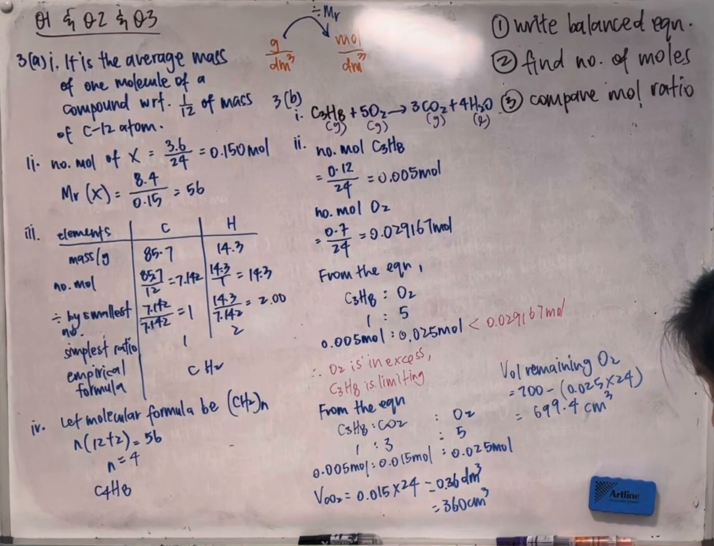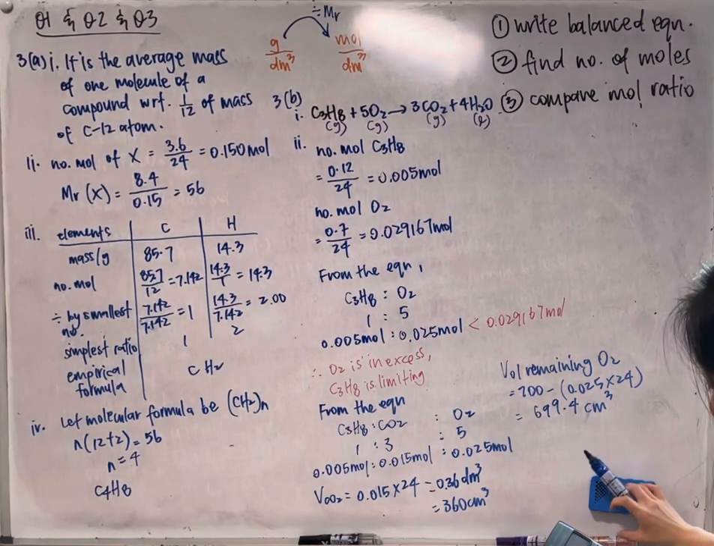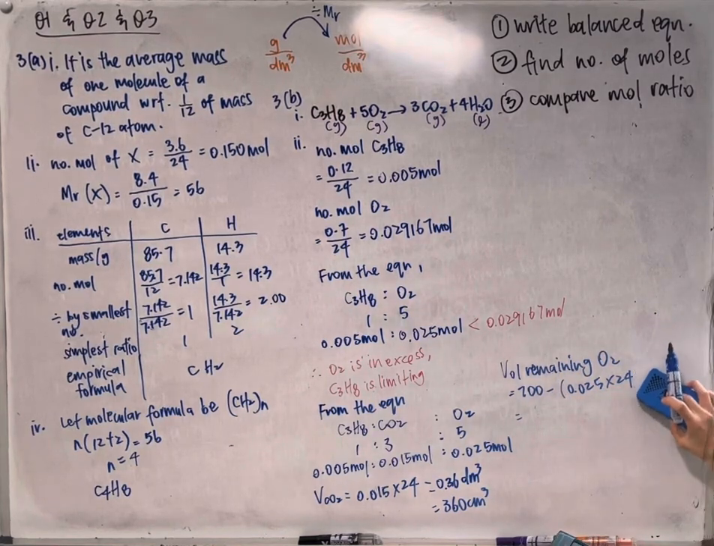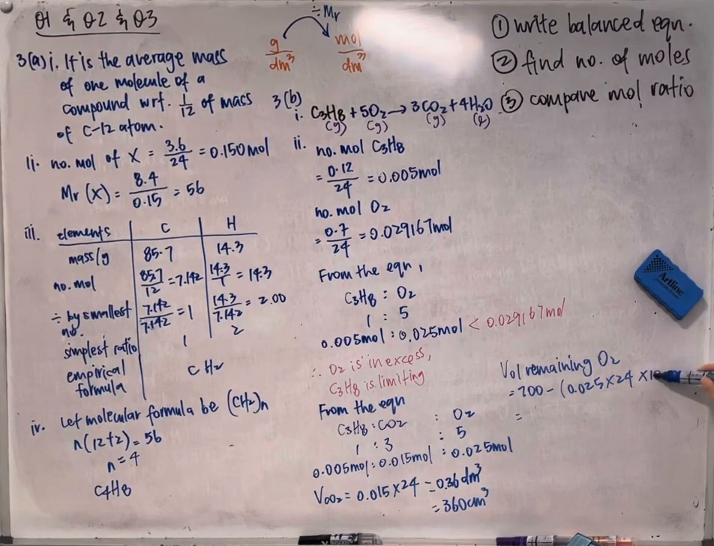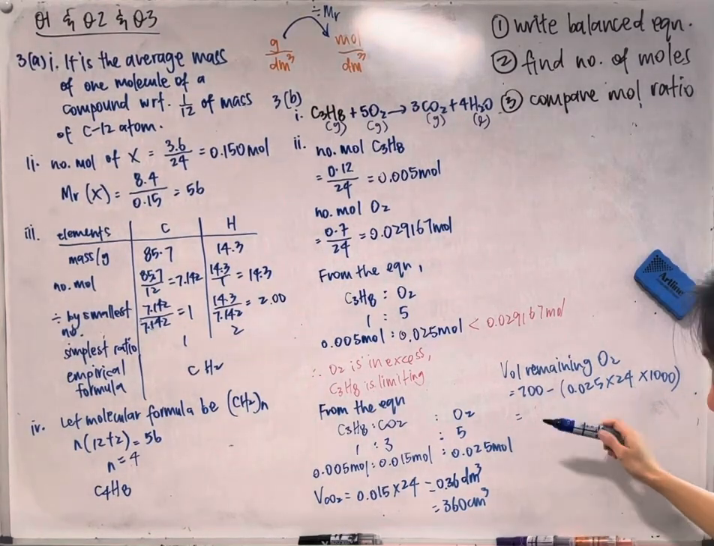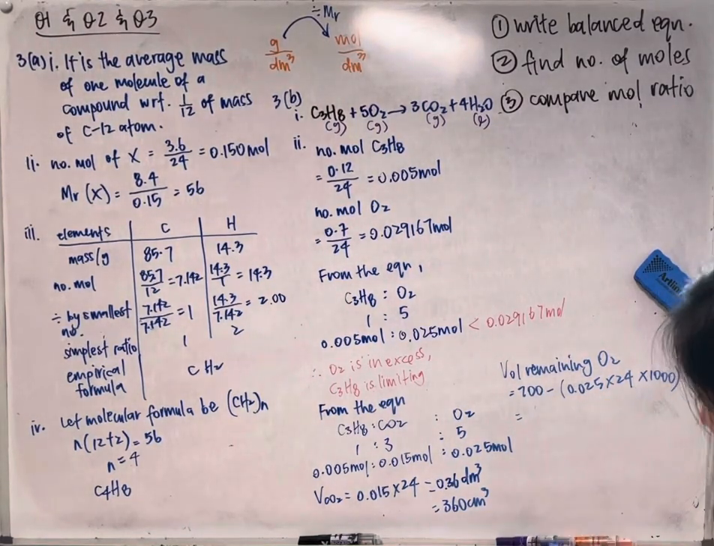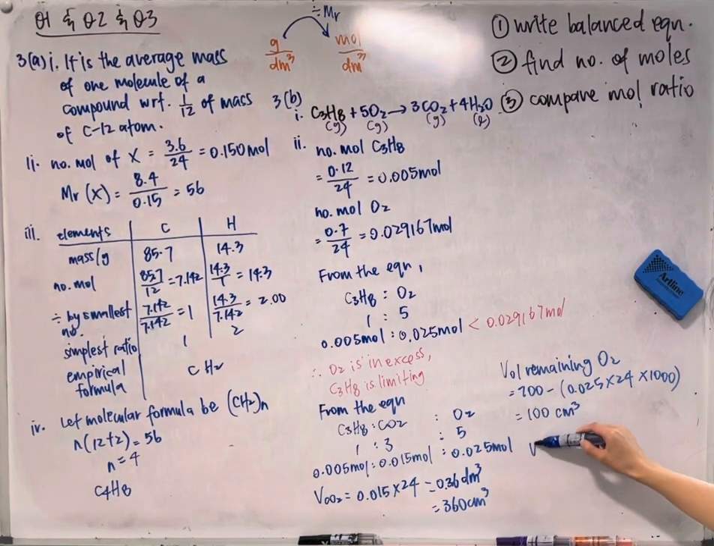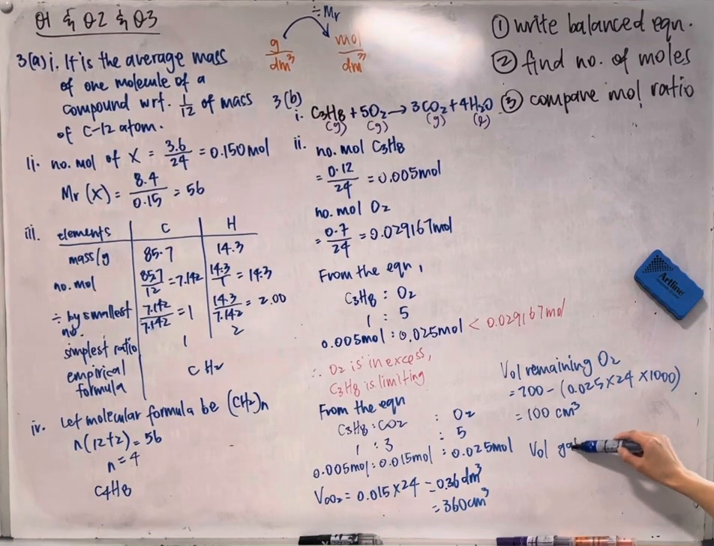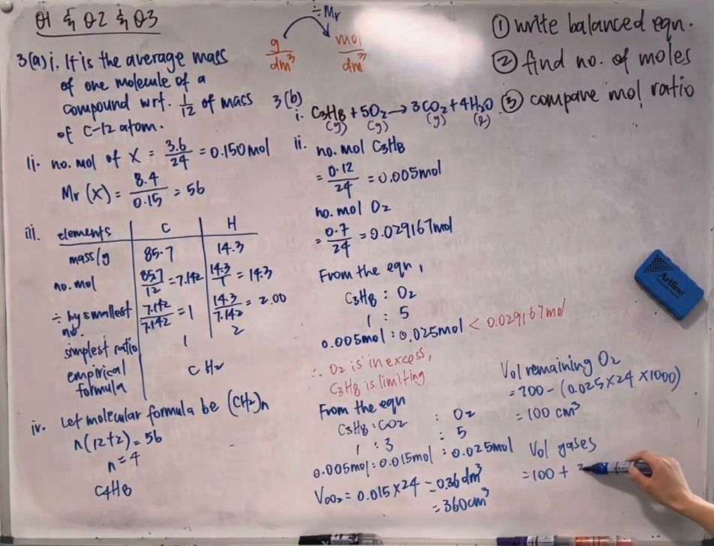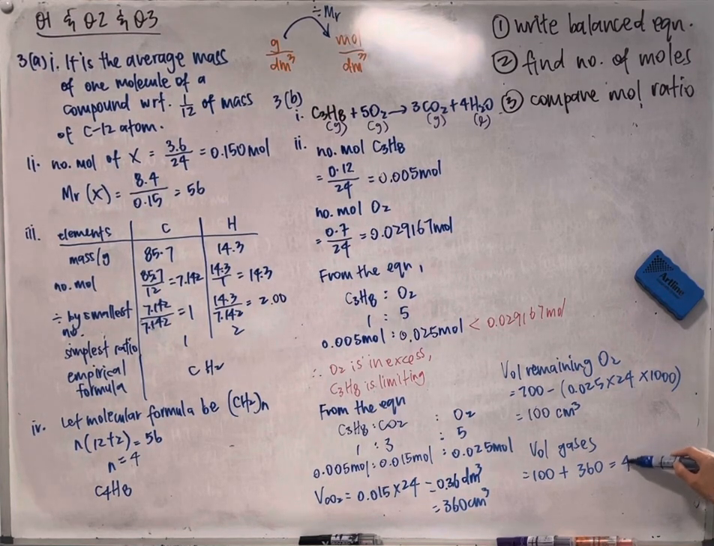Wait, why is it? This is in cm cube, so I need to find out in cm cube. I get 100 cm cube of oxygen gas remaining. Volume of gases remaining should be inclusive of the excess oxygen and how much carbon dioxide is produced. Answer is this.